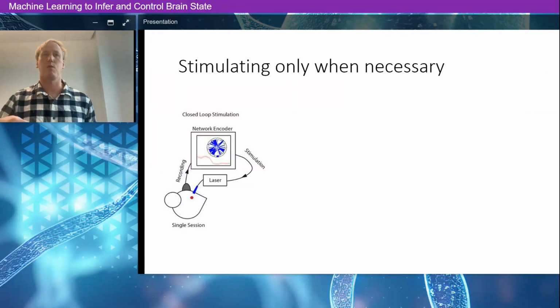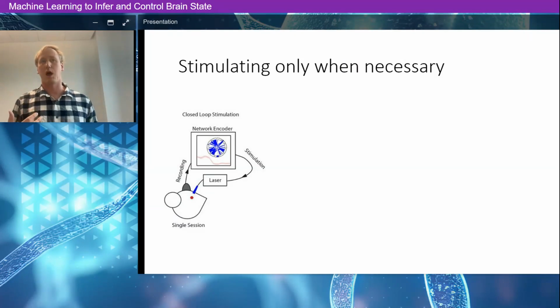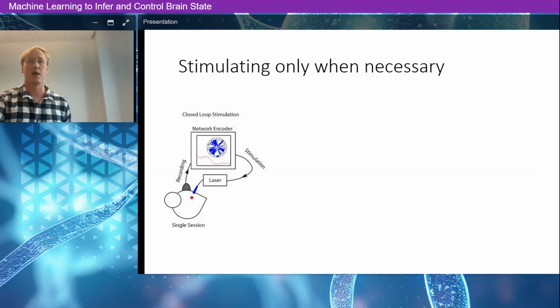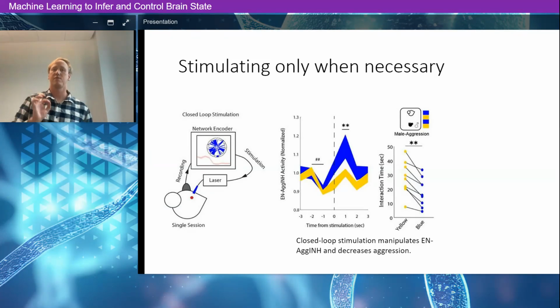So if we look at this scenario where we are stimulating only when necessary, well, we can actually think about this case where we have a bidirectional neural interface. We take our information out of the brain, we encode it pretty much in real time to a network level expression, and then we stimulate based on a certain threshold from our network expression, which will manipulate them on demand as necessary.